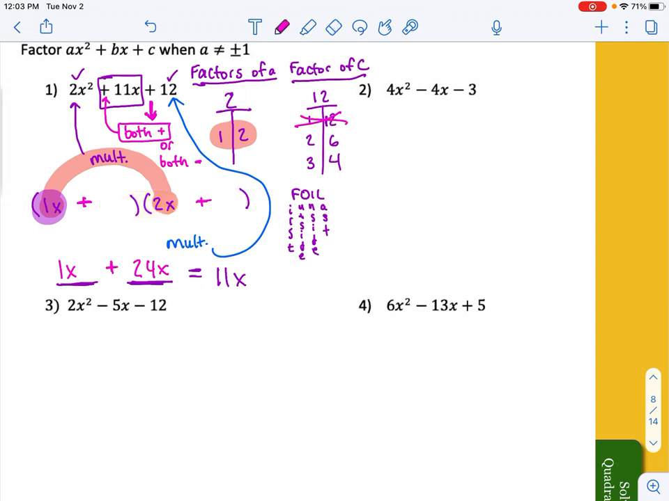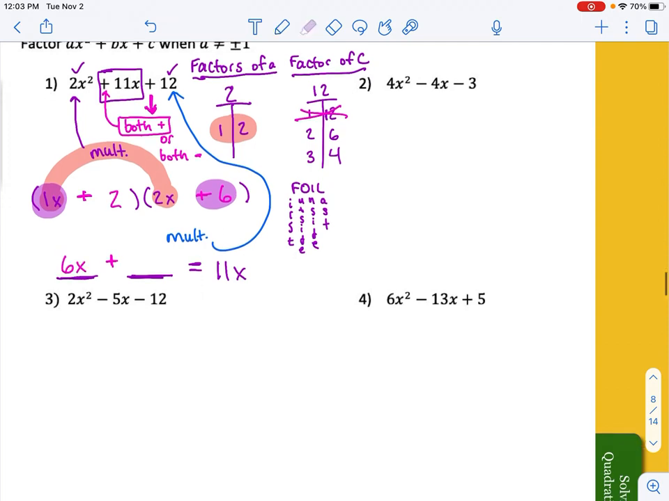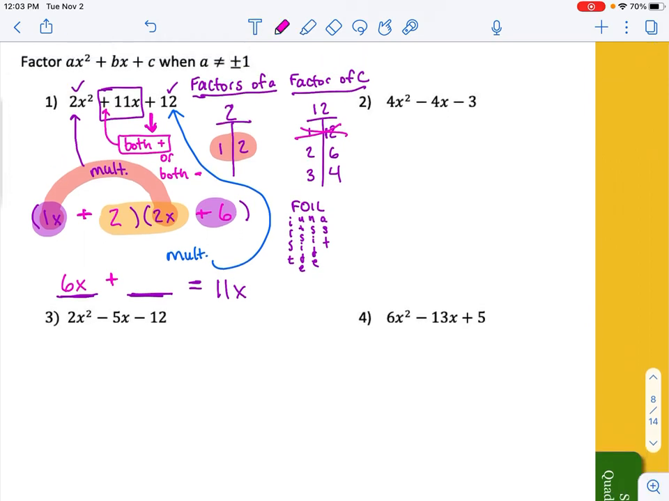The more practice you get with these, the faster you will get at them, and the less you actually have to write out, okay? So if I try 2 and 6, maybe, that's my next term, I have to take my outsides multiplied again. That will give me 6x, and I have to take my insides multiplied, and that gives me 4x. It seems closer, but it still does not equal 11x. It equals 10x. So those two are not a go.